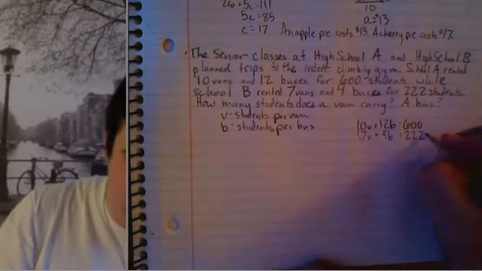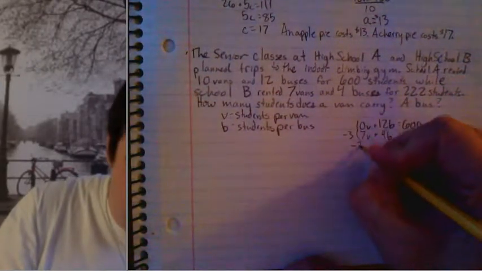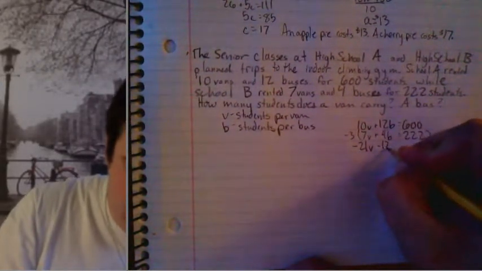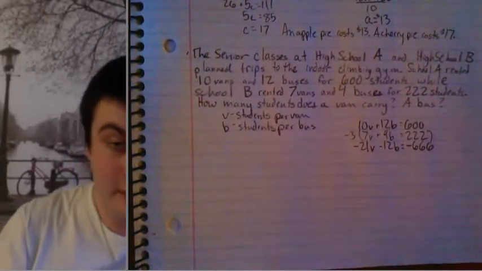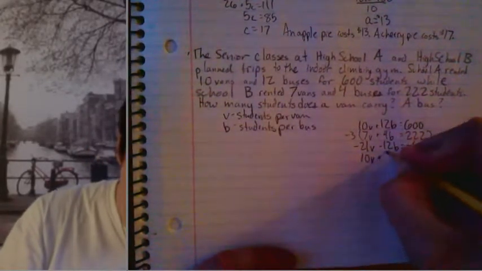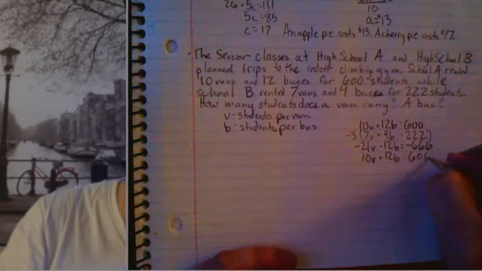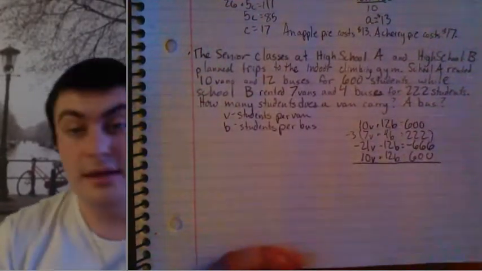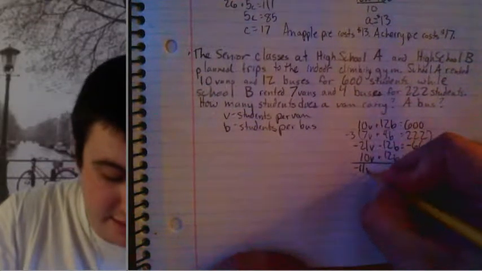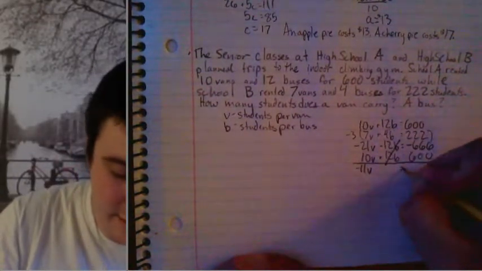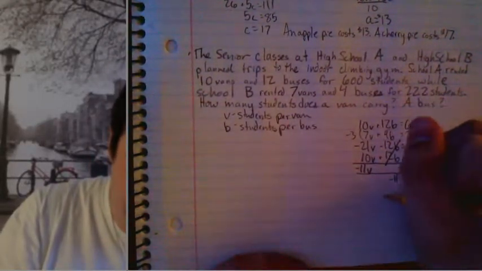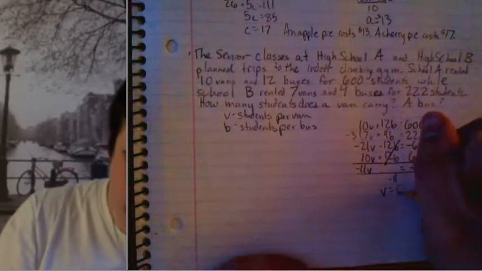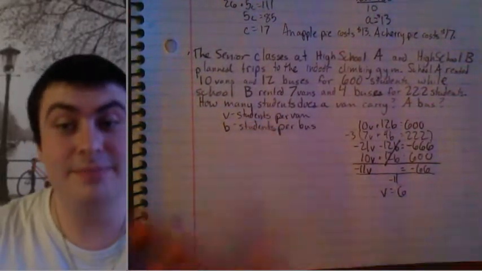I'm going to take this second equation and multiply it by -3. So we get -21v minus 12b equals -666. And we have our original equation, 10v plus 12b equals 600. So when I solve, I have -11v, my b's cancel out, equals -66. So I divide both sides by -11, and I see that v equals 6. So how many students per van? 6 students per van.